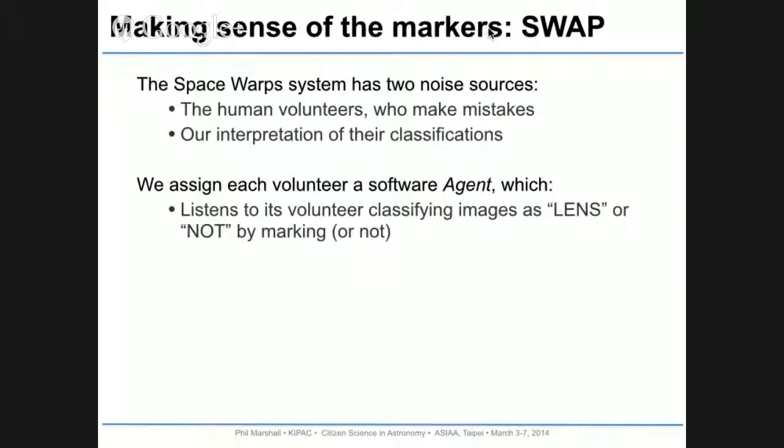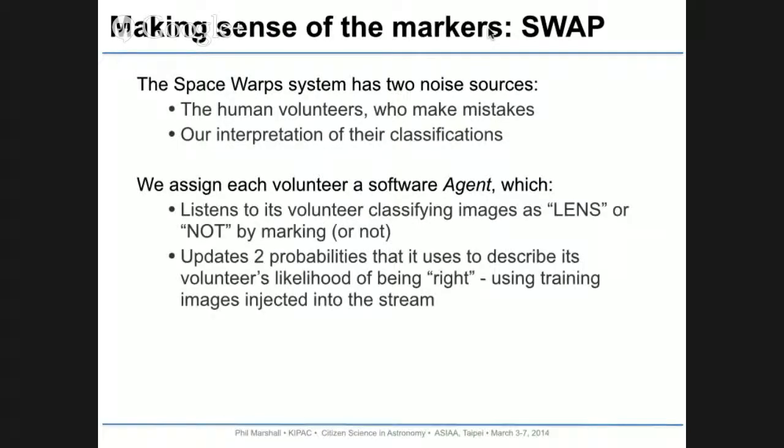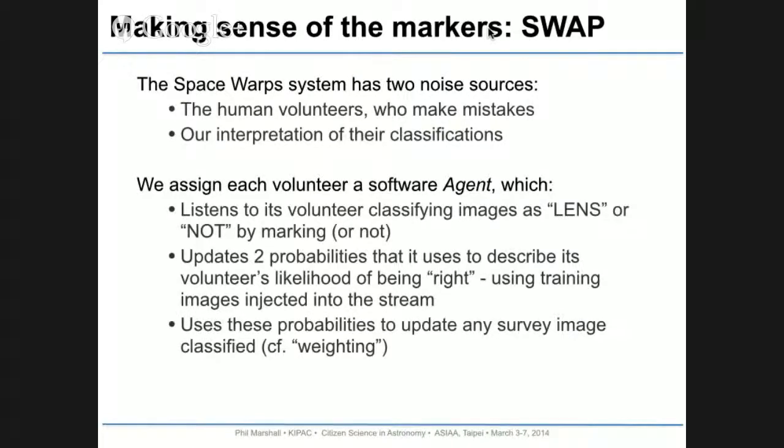Okay, so the agent listens to its volunteer classifying images and then just notes lens or not. And as it does that, it updates the two parameters that sort of define the agent, which are the probability of being right in the case where there's a lens there, and the probability of him or her being right when there is not a lens there. And so this is exactly the confusion matrix that Edwin showed a minute ago. And then once the agent has those probabilities in mind, it can then understand the classification that's made on a test subject as opposed to a training subject.